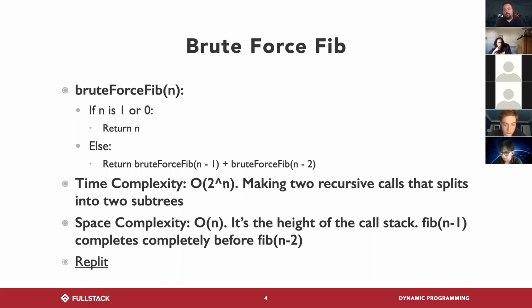And beyond that, it started slowing down like crazy because it's exponentially getting worse the farther up we go. As a side note, we have a space complexity of O of n, and that's just the height of the call stack, right? So how far down we go in our call stack is based on n. That's not going to change much if we're using recursion, but it's important to see it in there.